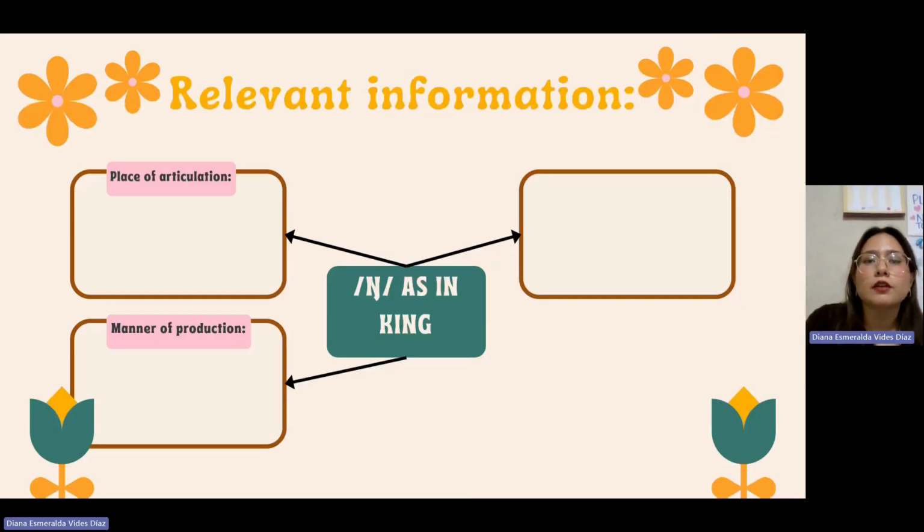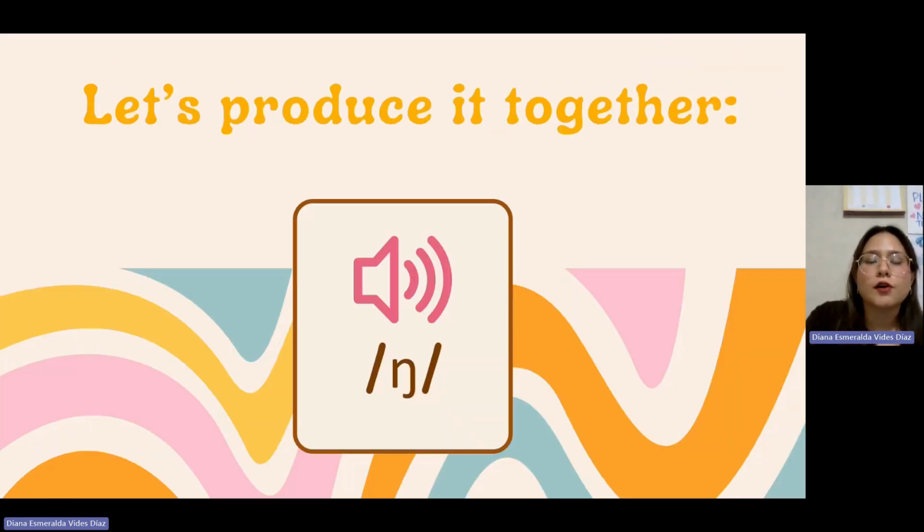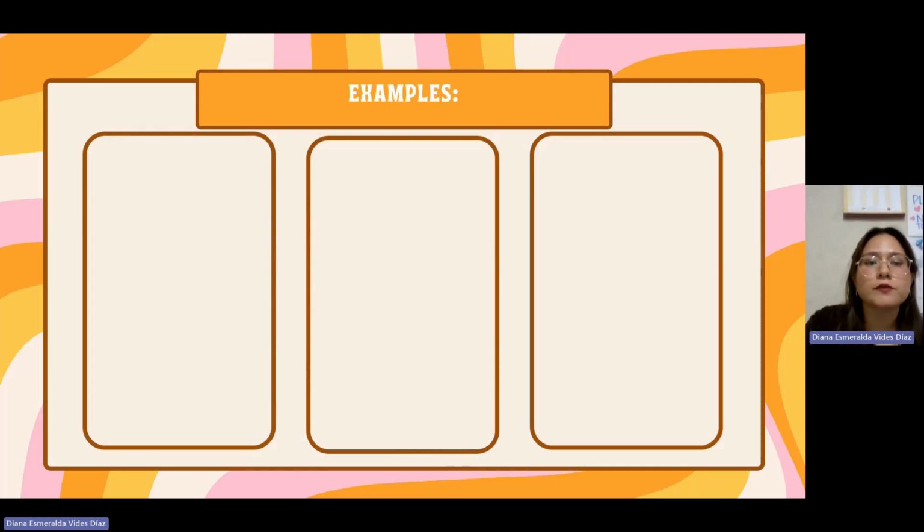The relevant information I have is that in place of articulation, this sound is velar. This means that this sound is produced by the contact of the back of the tongue and the soft palate. In manner of production, it is nasal again, and it is voiced. So let's produce it together. Ung, ung.